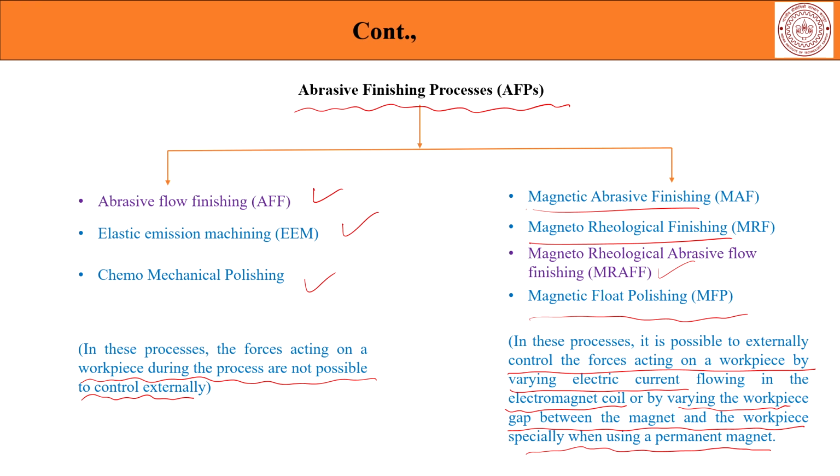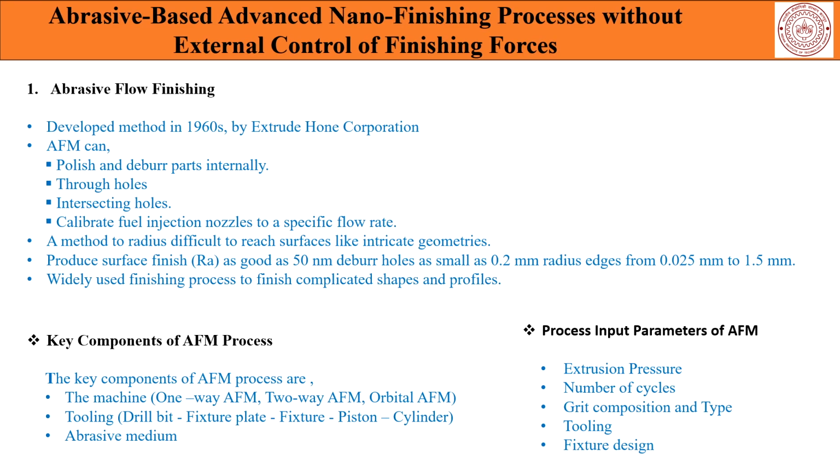Now, having said that, with this kind of classification, let us move ahead to the abrasive based nano finishing processes without external control of finishing forces, that is the first category of processes. So, the abrasive flow finishing techniques were developed way back in the 1960s by Extrude Hone Corporation. AFM can do many operations including polish and deburr parts internally, create through holes, intersecting holes, and calibrate fuel injection nozzles to a specific flow rate.